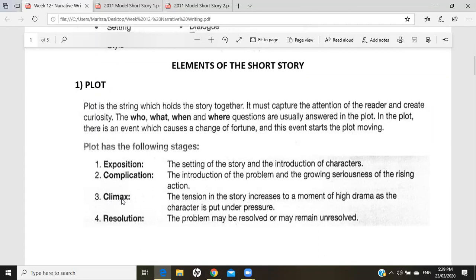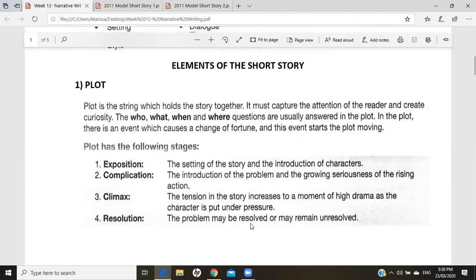And then after the climax where the character is put under pressure, eventually the character will make a decision, right? And then it will all unravel and then we'll have the resolution. The resolution is nearing the end of the story. The problem may be resolved or it may remain unresolved.